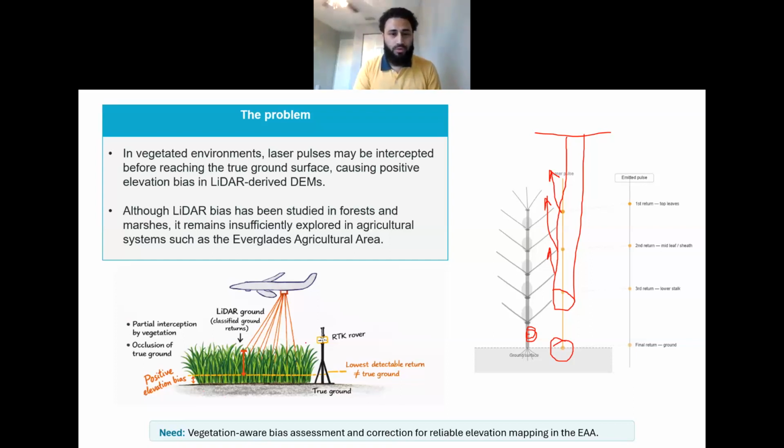So that you can imagine, that's why in vegetation areas we always have some positive bias in the ground elevation. So what we did is we went and did the surveying, very old good surveying, to get the accurate true ground elevation. So we did this RTK surveying and we now have the true ground elevation with us.